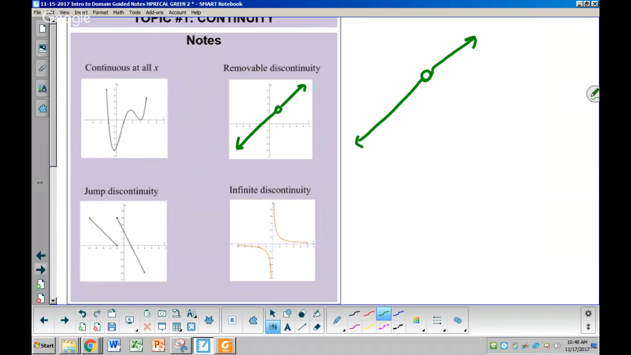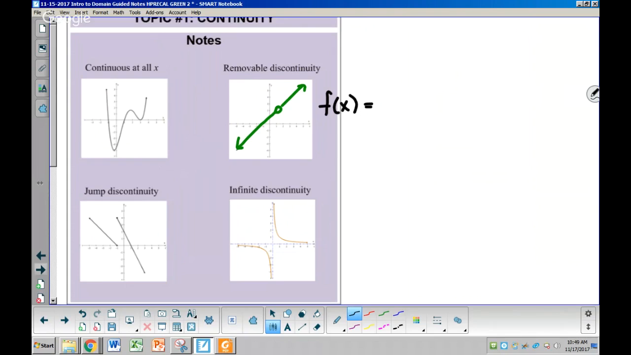But is there a spot in the domain that's missing? Yes, this is called the removable discontinuity. It's like we just took and removed a single point. Now, how do we come up with those functionally? Where is this discontinuity? This discontinuity is at x equals 1, or is that at 2? Can you read it? It's at 1. Yeah, it's 1.